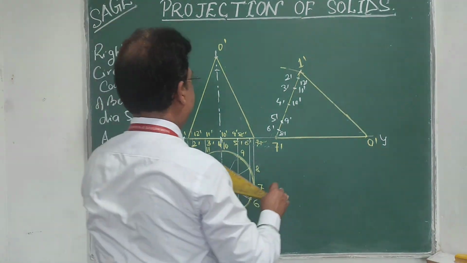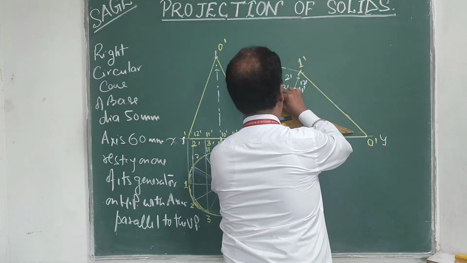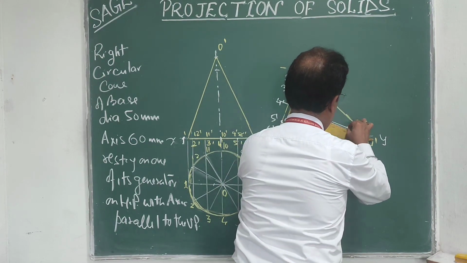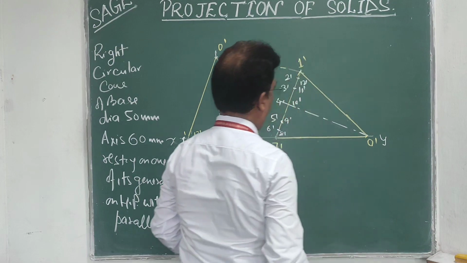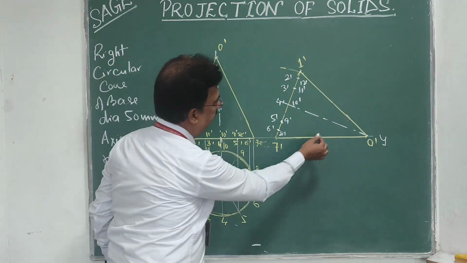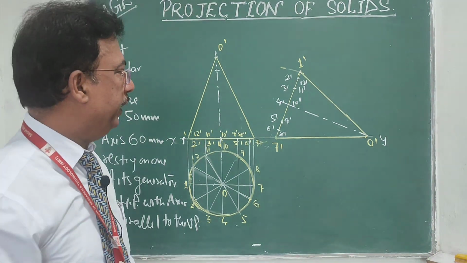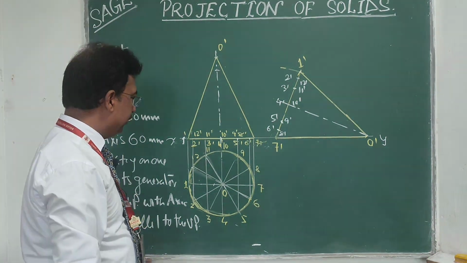I will mark the axis again. As you know that axis will be a chain line. So again use the same notation. So now look at the axis. Now the axis will be inclined to HP and it is still parallel to the VP. Now with the help of this figure we will draw the top view.